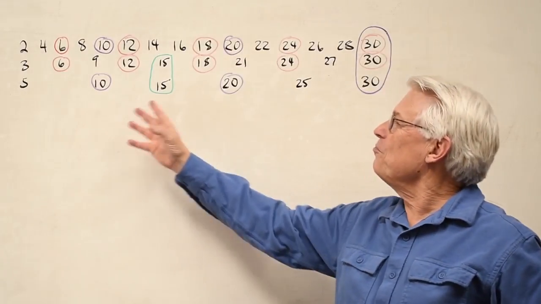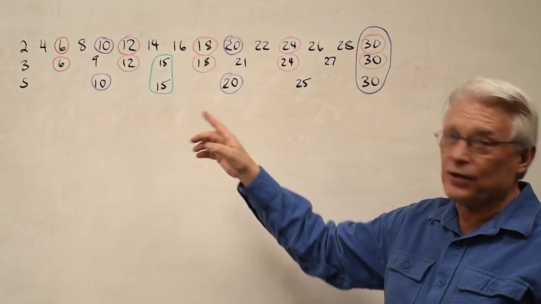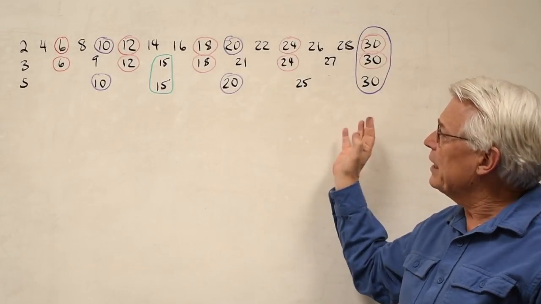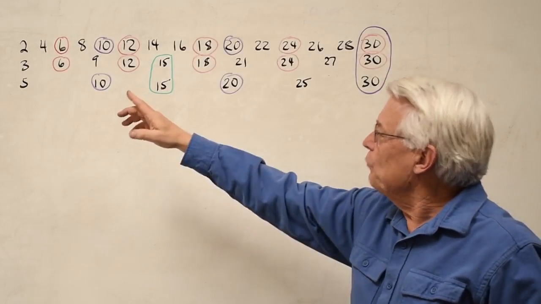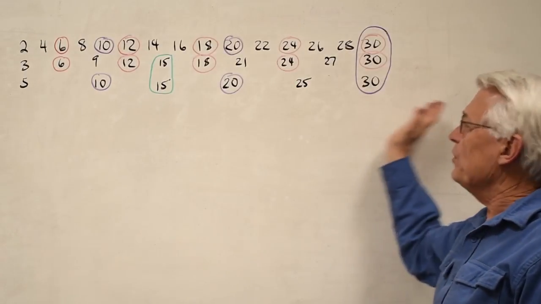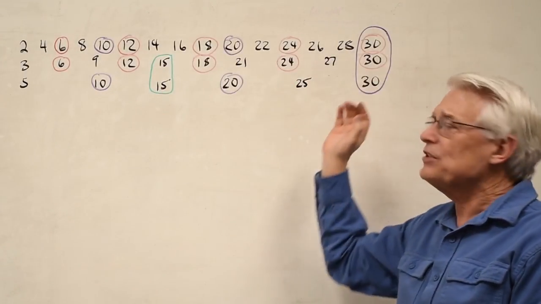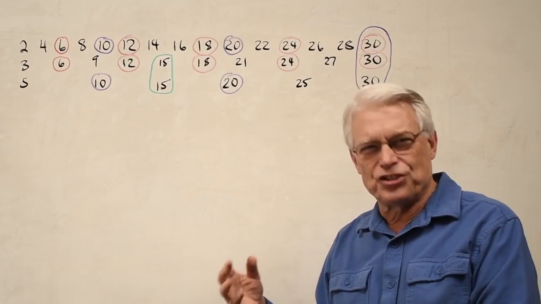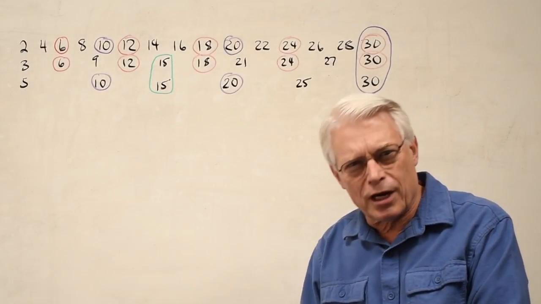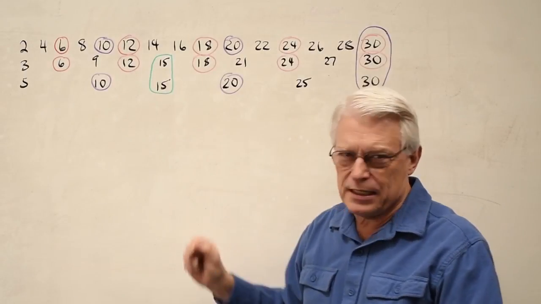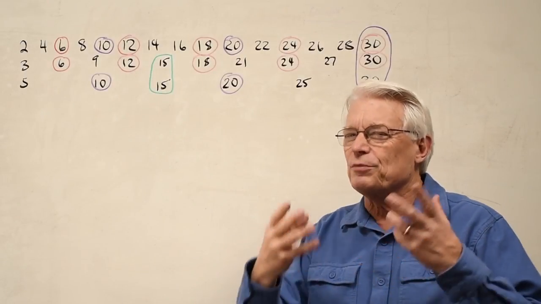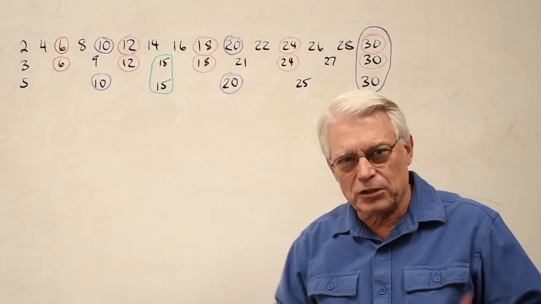I've got all the multiples of 2, 3, and 5 on the board here, and I've lined them up nicely. And we can assume that we could add up all these numbers. If we just added up all these numbers, then clearly the sum we would get would be too large. And it would be too large because some of these multiples are repeated. So we're going to want to subtract out the repeated multiples.